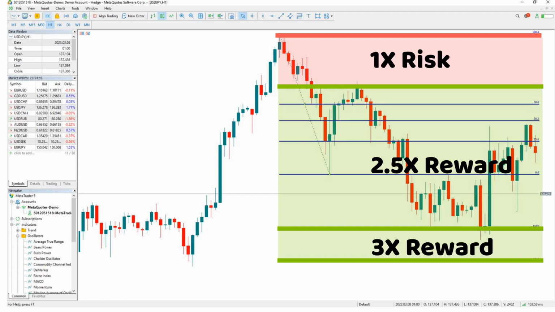This strategy gives you an excellent risk-reward ratio of about 2.5 at the first profit target and 3 at the second profit target. This strategy is excellent if you can find a strong trending market, as the probability of prices to retrace and continue with the trend is higher.